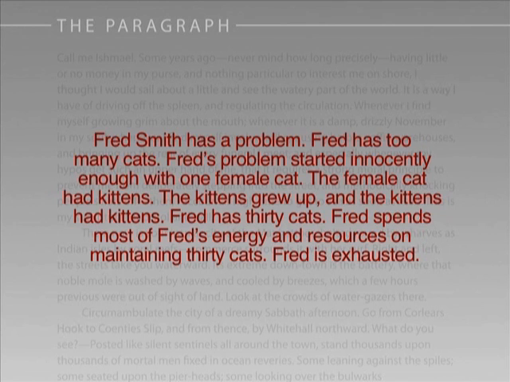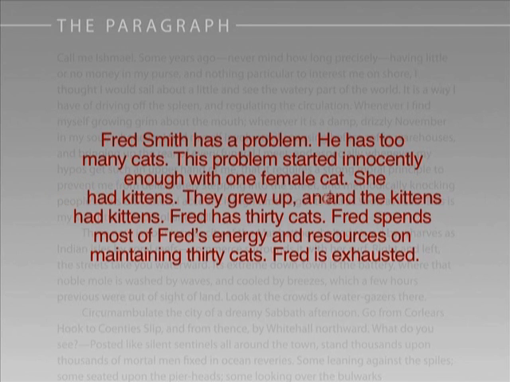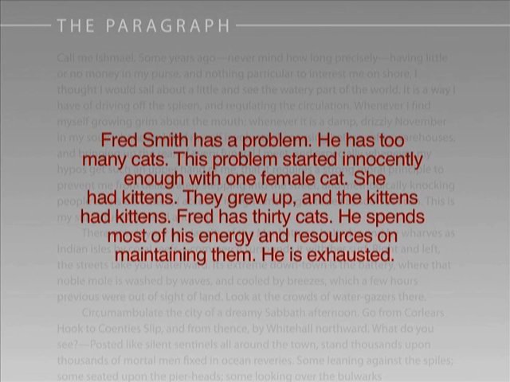Let's start by using some pronouns to show that we are not starting a new topic with every sentence. Fred Smith has a problem. He has too many cats. This problem started innocently enough with one female cat. She had kittens. They grew up, and the kittens had kittens. Fred has 30 cats. He spends most of his energy and resources on maintaining them. He is exhausted. Note that I kept one extra mention of Fred to help bring the reader back to him after talking about the cats.